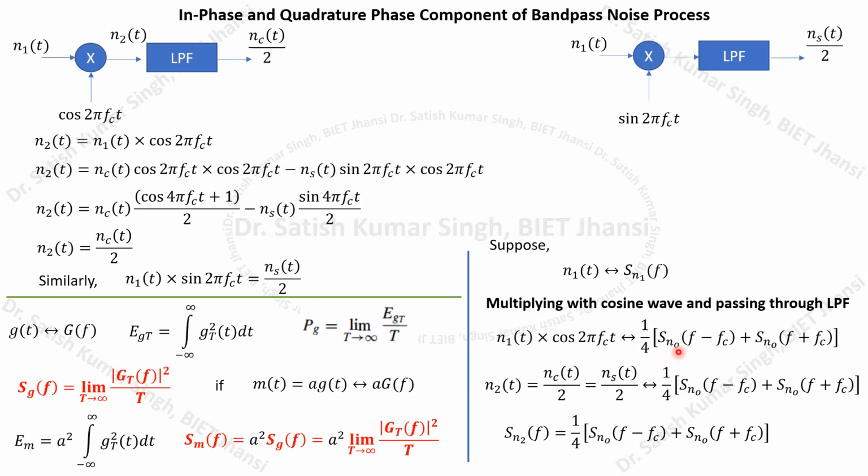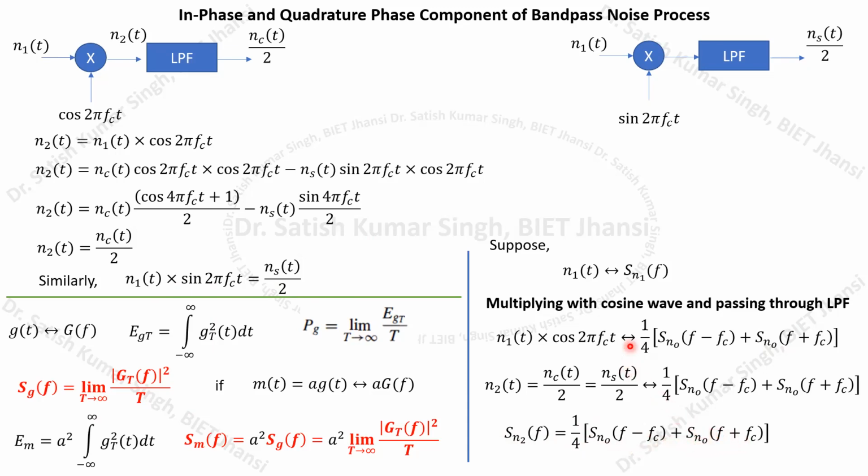And it should be a shifted version, and it should be shifted around your f_c, right? So there is S_N1(f minus f_c) and S_N1(f plus f_c). And because of this factor 1/2, it will become a square, so it will be a factor of 1 by 4. This way, this N2(t) that we are going to get will have this particular power spectral density function. Ultimately, this will be S_N2(f) equals 1/4 of S_N1(f minus f_c) plus S_N1(f plus f_c).